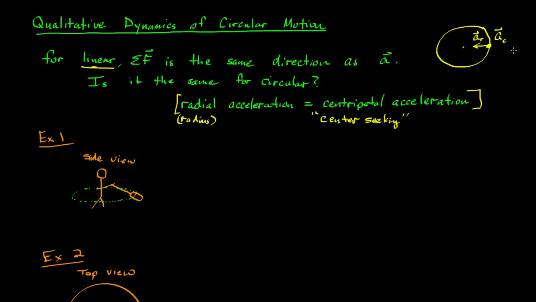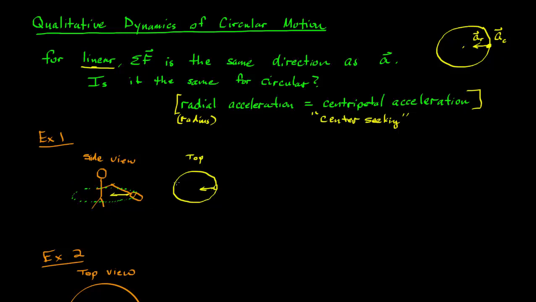So the question is, since we have this radial or centripetal acceleration, will we also have a net force in the same direction? Let's look at two examples. One, you're holding a rope tied to a bucket, spinning it in a circle, and we want to analyze the forces. We know the acceleration is going to be towards the center of the circle. Since the motion is in this direction, it's towards the center. If we were looking straight down on this, we would see the object moving around in a circle, and that acceleration is straight towards the center.